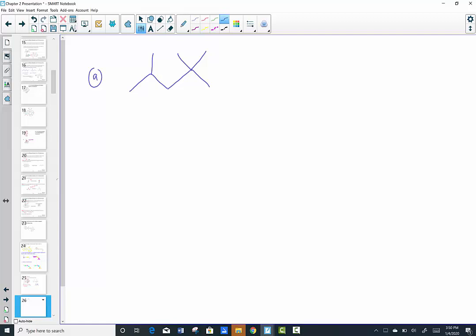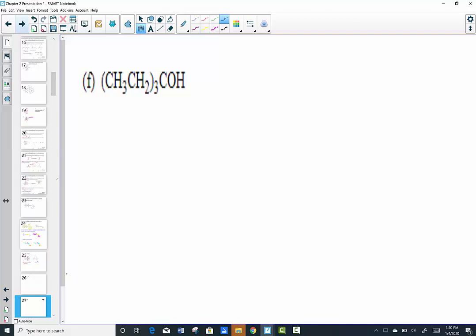There was the next one we could try together. CH3, CH2 taken three times, COH. This is what we called a condensed formula. So this is allowing us to try to figure out connectivity as well as going to the bond line formula. So this carbon has 3 groups of 2 carbons each. So notice what I've done, CH3, CH2.